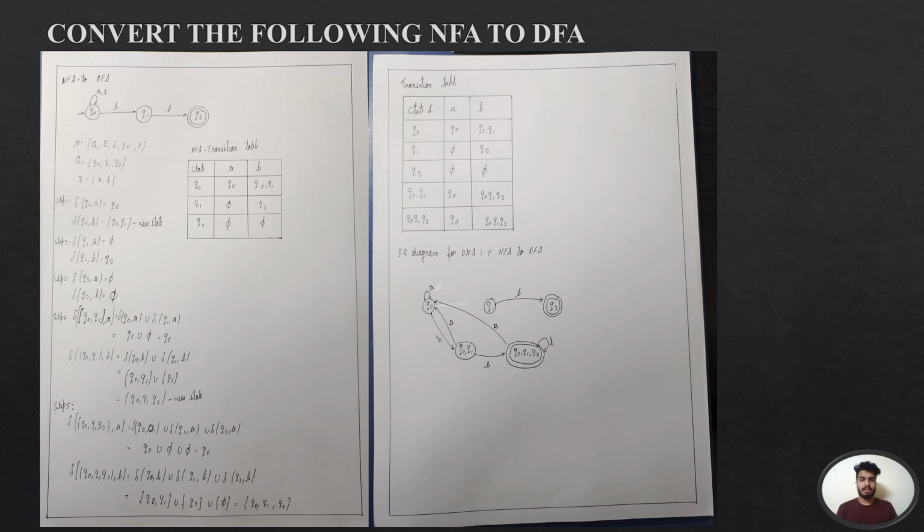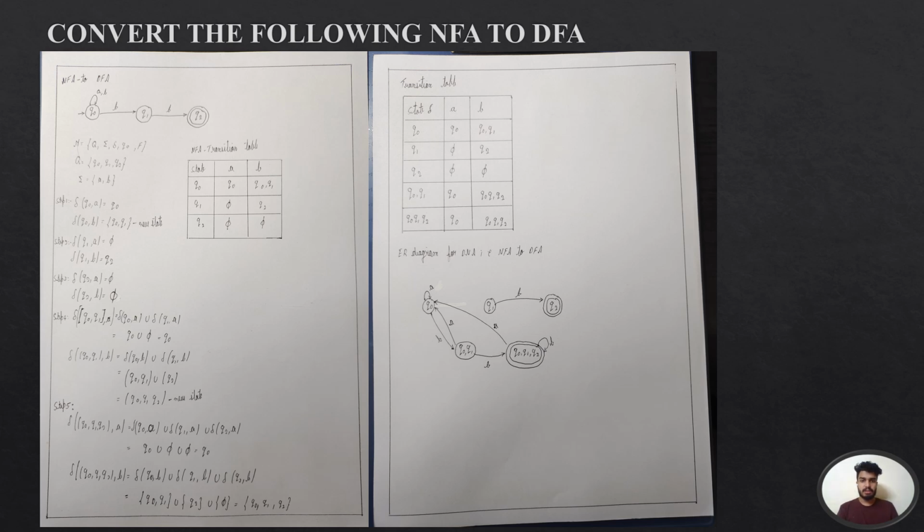And then as we can see on representing it in the DFA transition table, we can see all the states and their transitions. That is, transition of state Q0 with respect to A goes to Q0, transition of Q0 with respect to B goes to Q0 and Q1, and transition of Q1 with respect to A goes nowhere, and transition of Q1 with respect to B goes to Q2, and transition of Q2 with respect to A goes nowhere. Transition of Q2 with respect to B has no destination, that is nowhere.